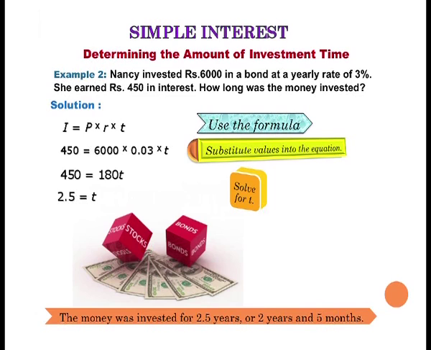Here I equals P multiplied by R multiplied by T, that is I equals PRT. I is 450, P is equal to 6,000, R equals 3%, that is 0.03, and T is unknown. And 450 equals 180 T, which gives T as 2.5. 2.5 means 2 years 5 months. That means the money was invested for 2.5 years.